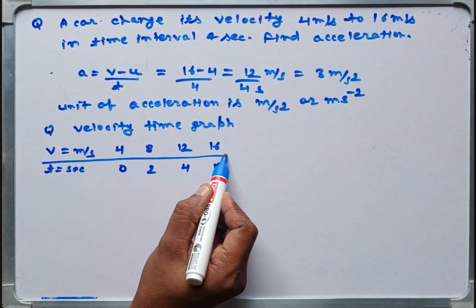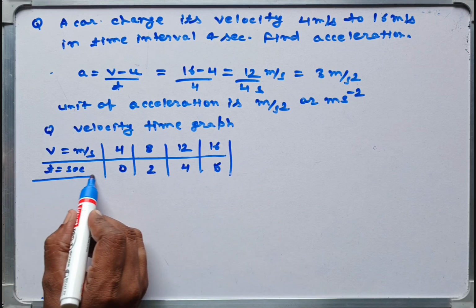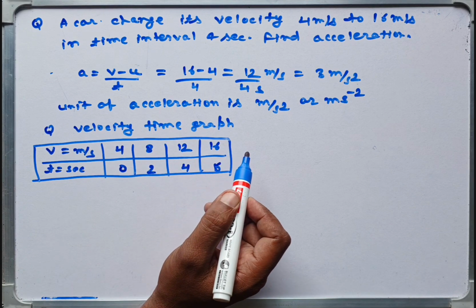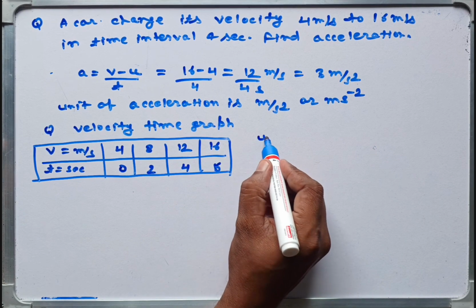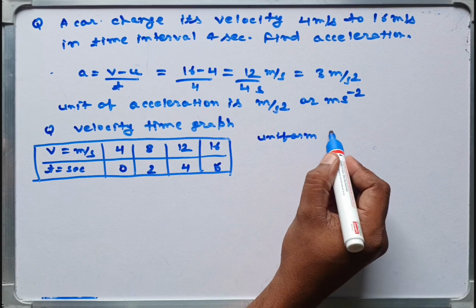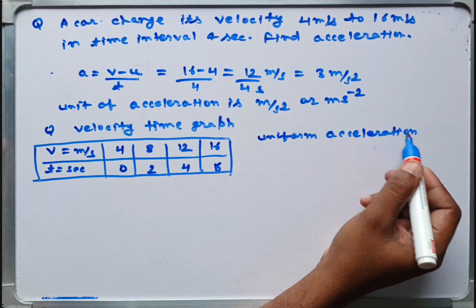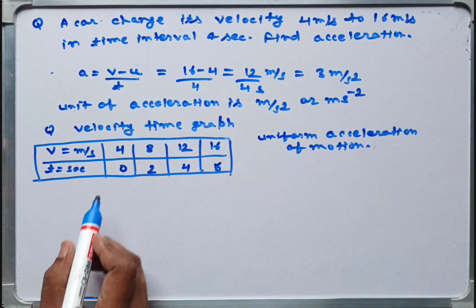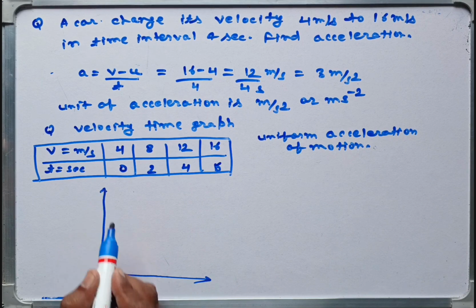So what you see here, in equal intervals of time its velocity changes equally. Okay, so such type of motion of a particle is called uniform acceleration motion. Okay, so see what its graphical representation is and what information you will get.